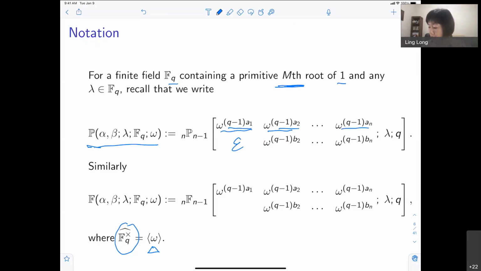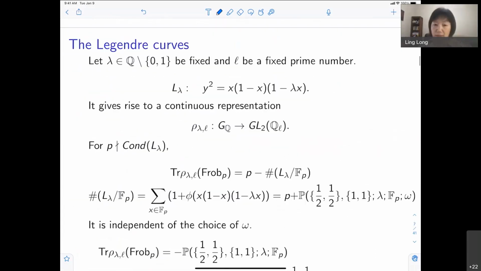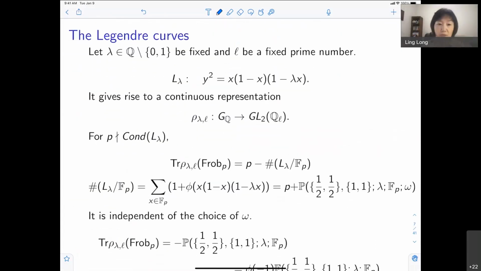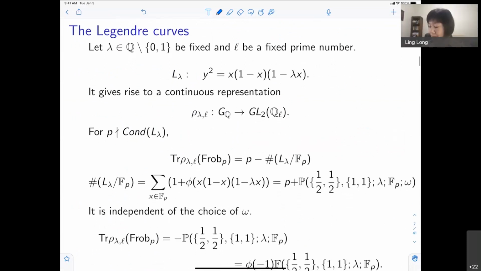So in this formulation, of course, it depends on the choice of the generator. For the normalized period function, there is a similar definition, but you're doing the normalization by dividing out some Jacobi sums in the front to get the normalized period function. Okay. So let's first consider the basic case, which is the Legendre curve case.